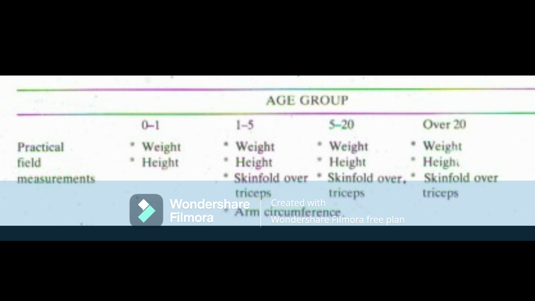After a detailed study of anthropometric measurements, let us now shift our attention to the clinical method of assessing nutritional status. What is clinical assessment? The discussion below will help you understand this concept.